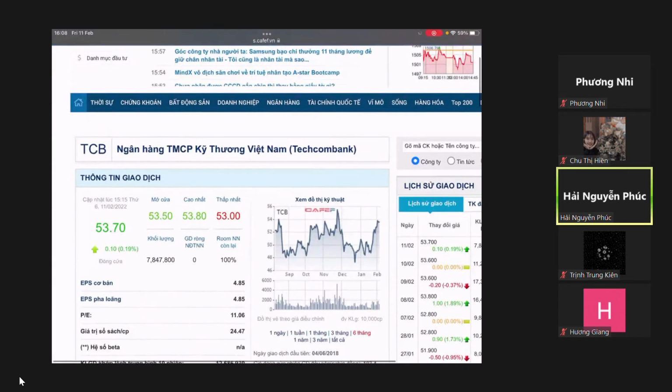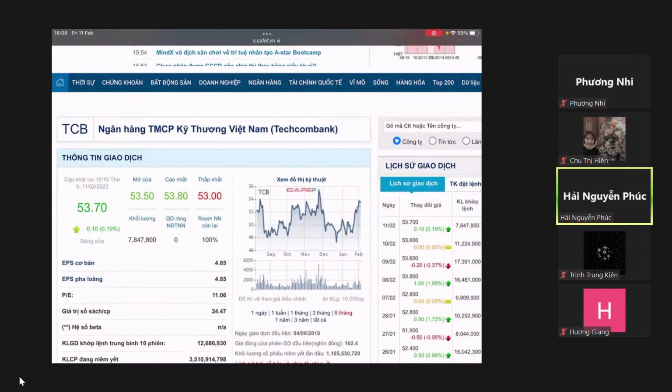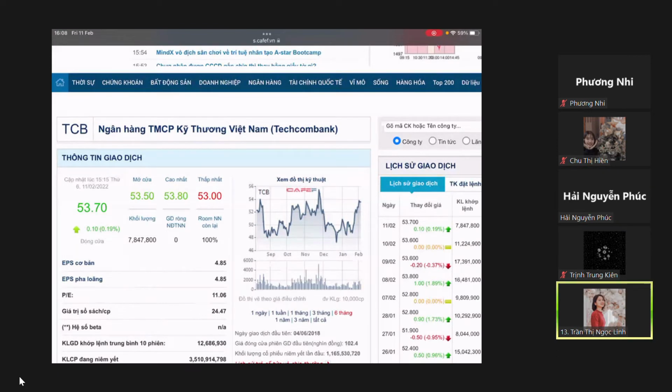All right, so today you can see that the price is 53.7. The EPS of Techcombank is 4.85. To make it simple, let's assume that the normal interest rate in Vietnam is 7%. So please tell me the fair price for the stock of Techcombank, of TCB. Let's compute. 69. Okay, 69.